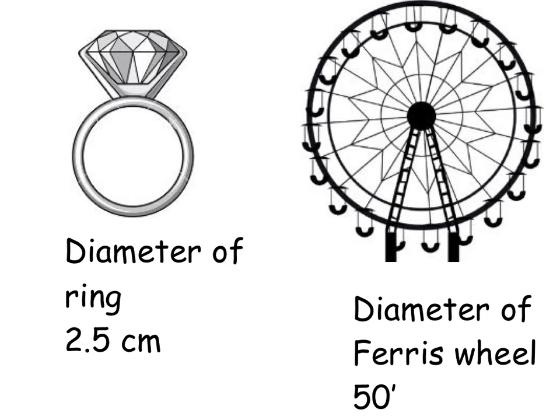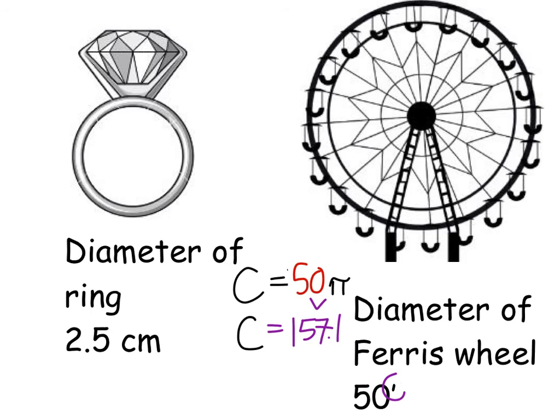Next up, we'll do the Ferris wheel. We'll do the ring later. The circumference is the diameter times pi, and they gave us the diameter right here, which was 50. So 50 feet. We're going to multiply 50 times pi, and when we do that we get 157.1. Now this one, that's only one mark right there, so that'd be feet.